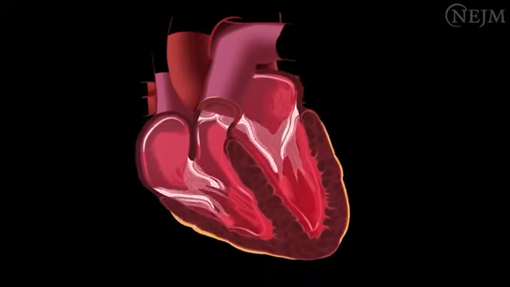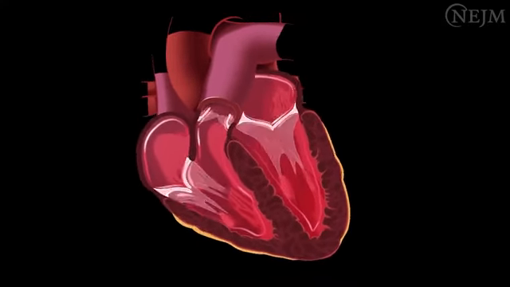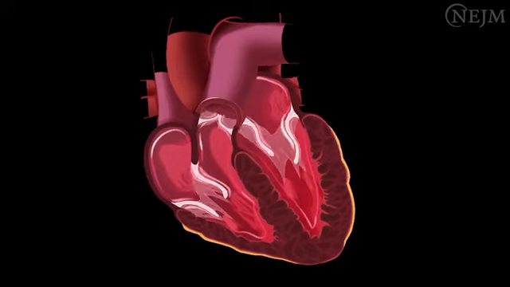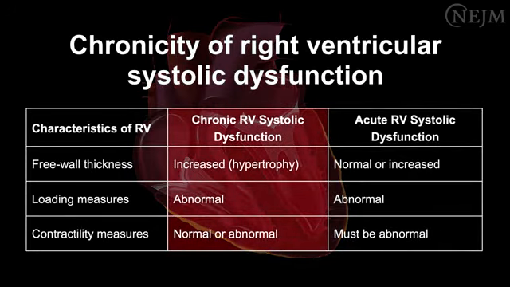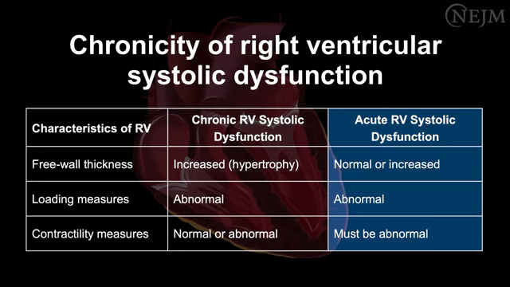Right ventricular size and systolic function must be interpreted with respect to the chronicity of the disease state. Patients with chronic right ventricular systolic dysfunction, which is characterized by thickening of the right ventricular free wall on advanced echocardiography and by abnormal loading conditions, can present with normal contractility measures. In contrast, patients with acute right ventricular systolic dysfunction present with abnormal contractility measures, frequently accompanied by abnormal loading conditions, regardless of their previous right ventricular systolic function.